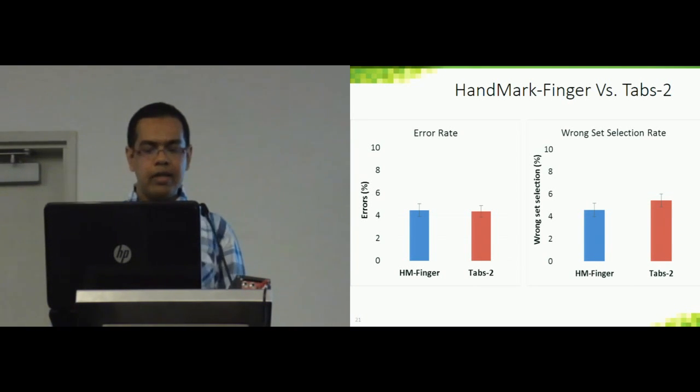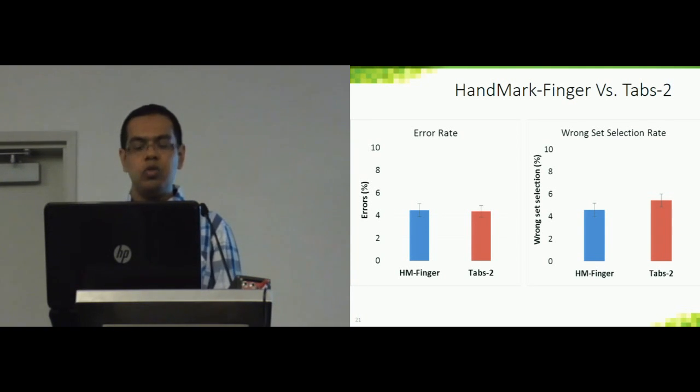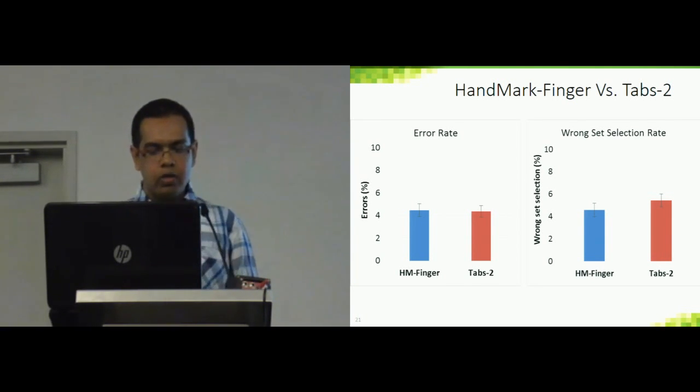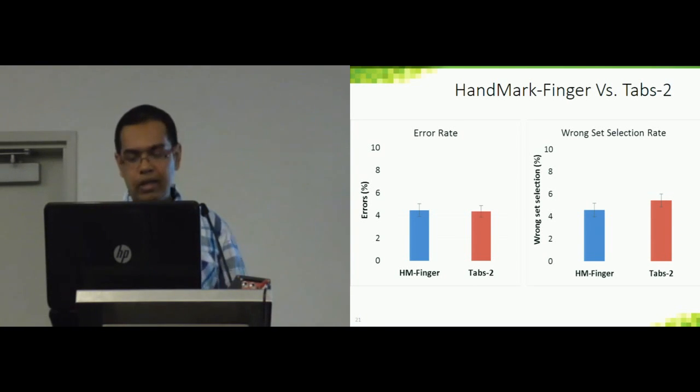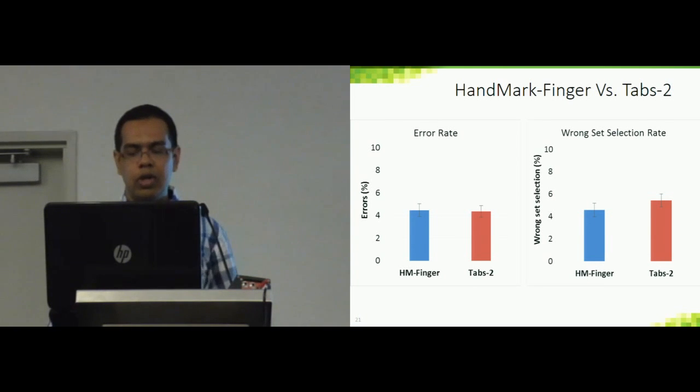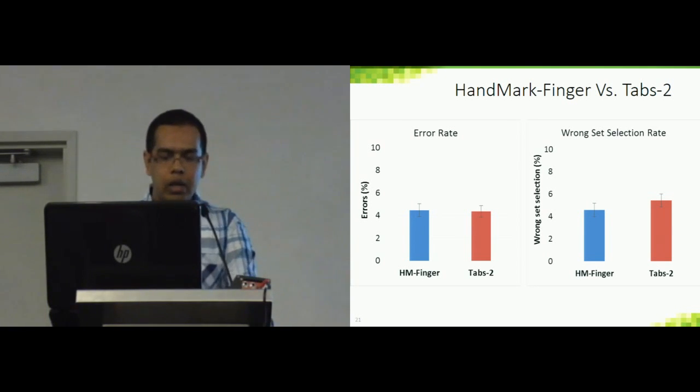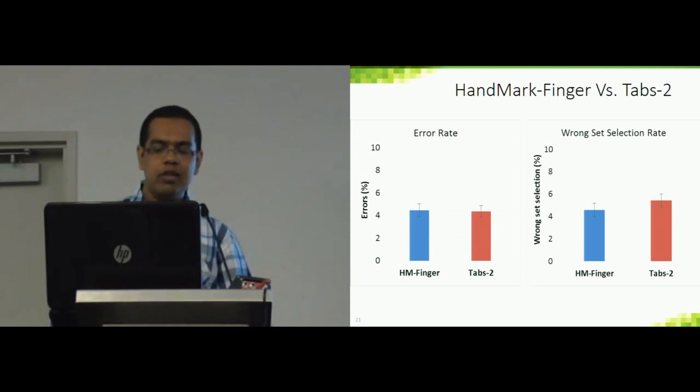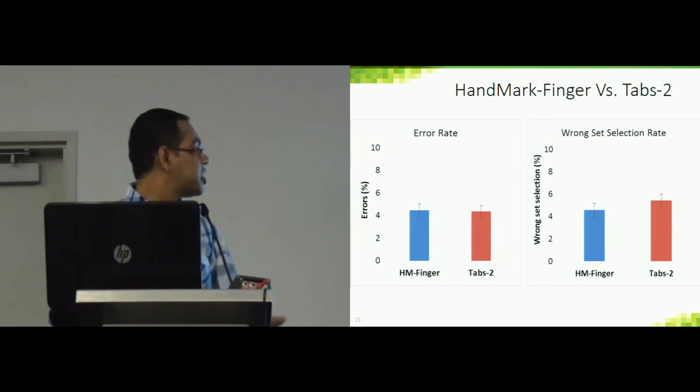We have also analyzed the wrong set selection. It means the number of sets opened to search a command. If you look at the chart at the right, we found that wrong set selection was low for both versions, and the difference is not that significant. So these results indicate that participants were using hands and fingers successfully to remember command locations.